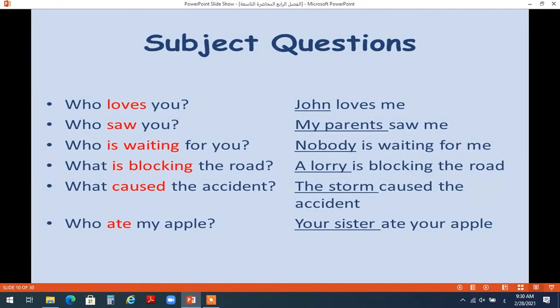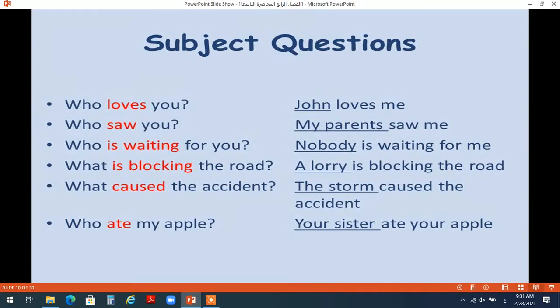Subject questions. We have two types of WH questions asking about the subject. First of all, if the subject is animate, we use the WH question word who. For example, John loves me, and if we want to ask about the subject, we use who, and we say who loves you. My parents saw me. Again, if we want to ask about the subject, we can say who saw you. Nobody is waiting for me. Again, nobody is the subject, and if we want to ask about this subject, we can say who is waiting for you.